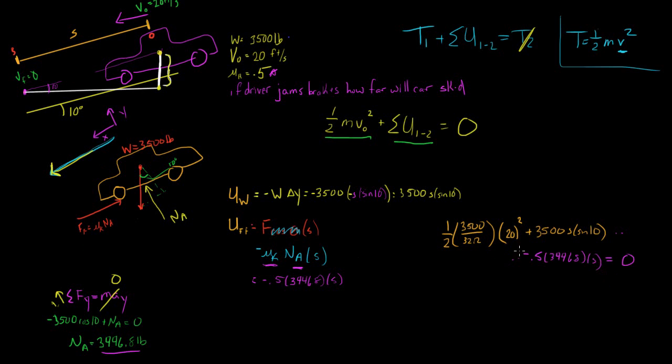Okay, so we have this entire equation, and the only unknown we have is this S. So we can solve this equation for S right here, and we get S is equal to 19.5 feet. So what is this saying? This is saying that when we slam on our brakes, if we're moving at 20 feet per second on this 10-degree incline, we're going to skid for 19.5 feet before we come to a stop.